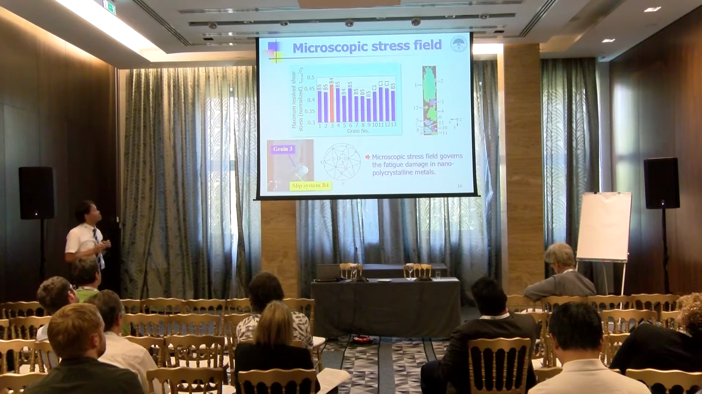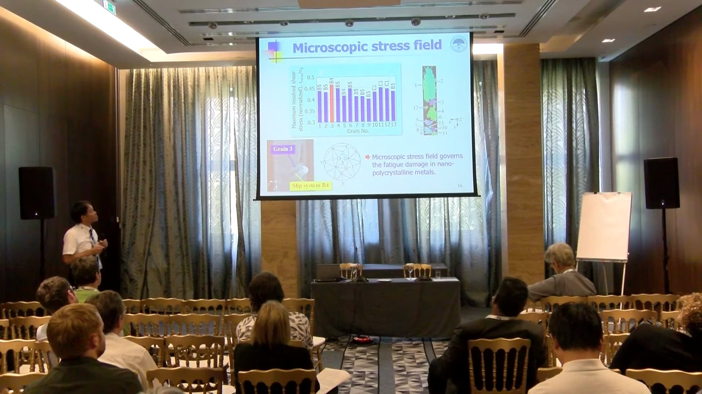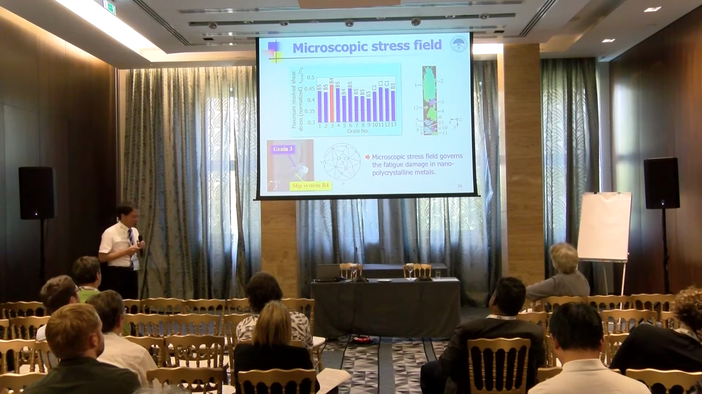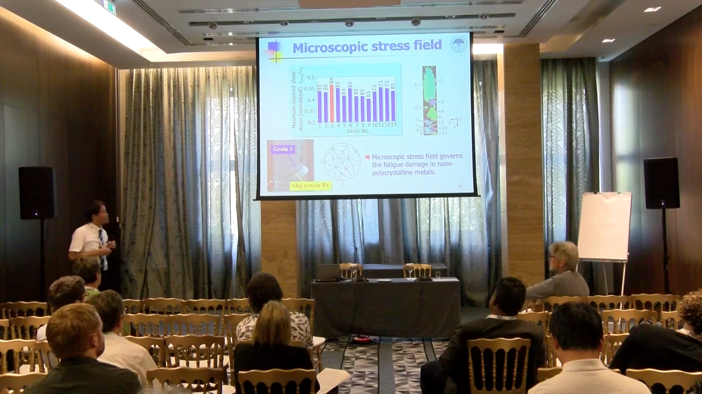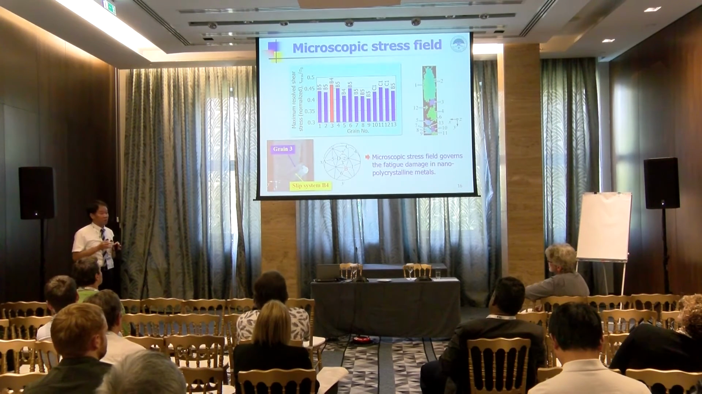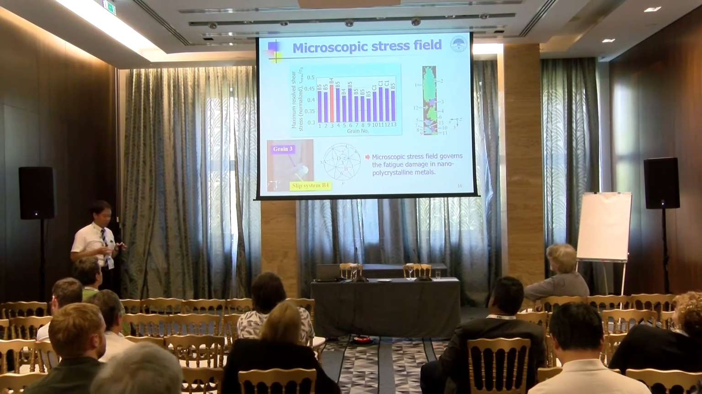Okay, so this slide shows the maximum resolved shear stress in each grain and its slip system. As you can see, grain 3 has the highest value and its slip system is B4. This result has a good agreement with the experiment. So this means that the characteristic fatigue behavior, which is induced in the nanoscale polycrystalline metal, is governed by the microscopic stress field, which is brought about by the deformation constraint between grains and between dissimilar materials.